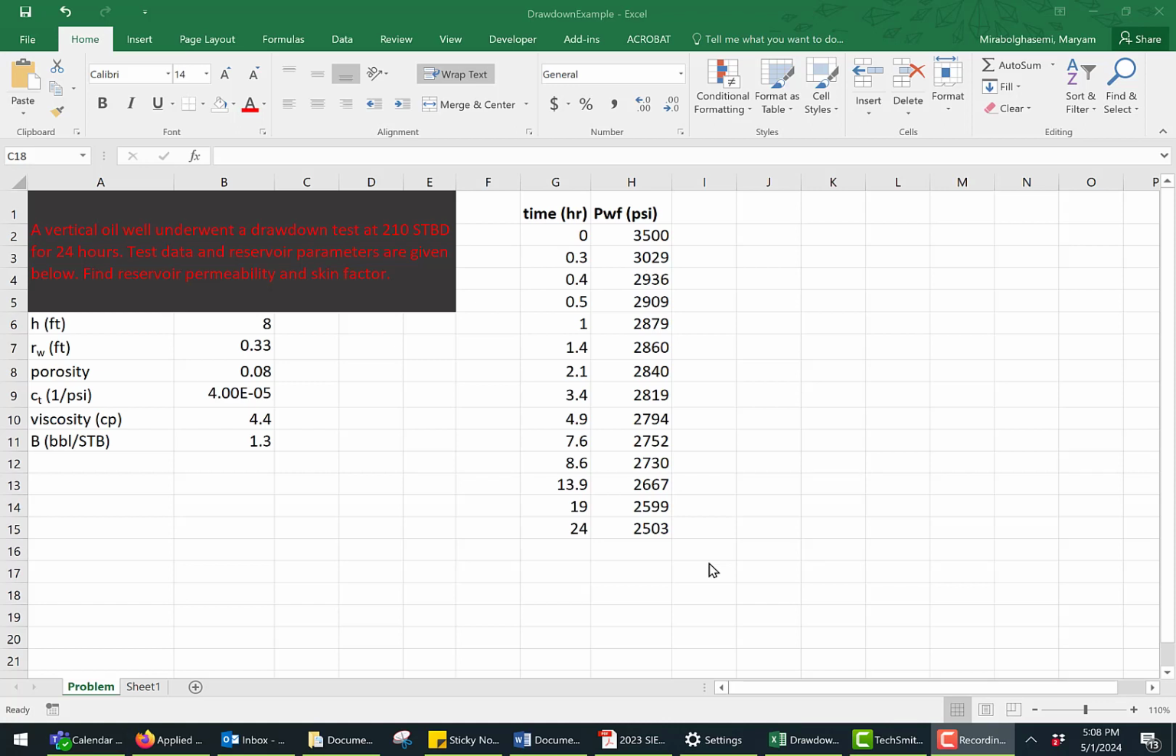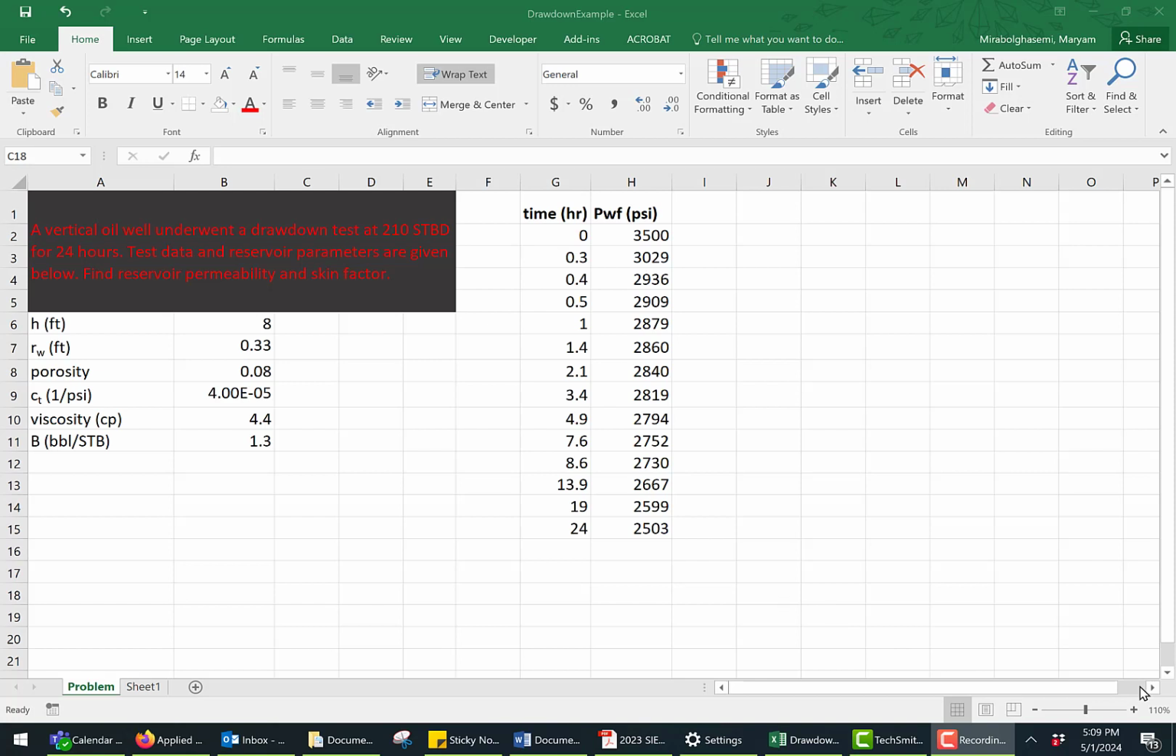Here is an example of a drawdown test that has been conducted on a vertical oil well for 24 hours. So the test data, which is bottom hole flowing pressure versus time, is given. Other properties like wellbore radius, porosity of the reservoir, and oil properties are also given. And we're going to find reservoir permeability and skin factor using this data. A copy of this file could be found in the description section.